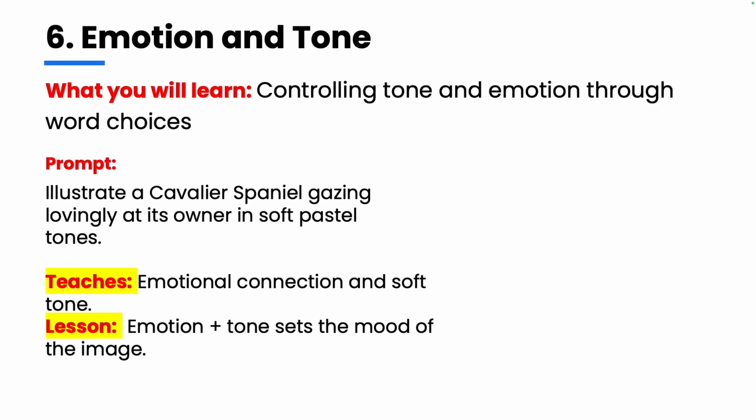soft pastel tones. There are quite a lot of elements here. One, gazing lovingly. Then we are adding another element, at its owner, and in soft pastel tones. A lot of elements here, a lot of emotions here. It's all in depth. It's not obvious, but it is trying to teach us generative AI can understand these emotional connections and soft tone to get us the result we want.